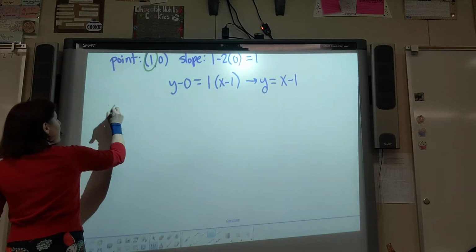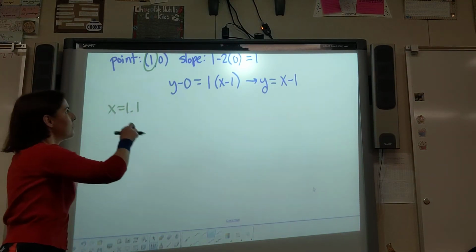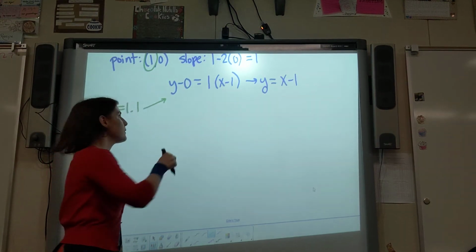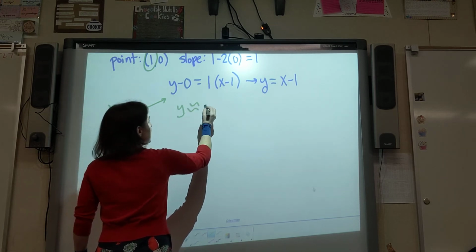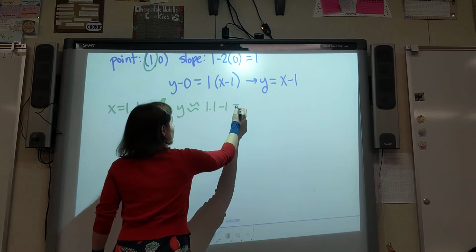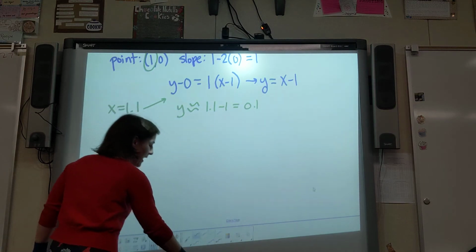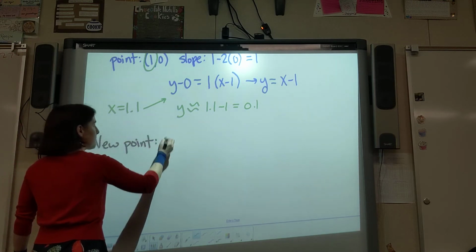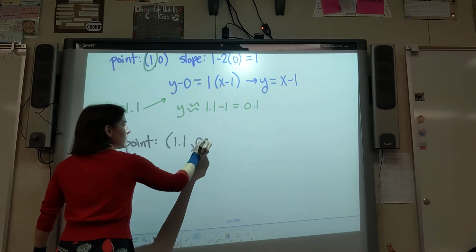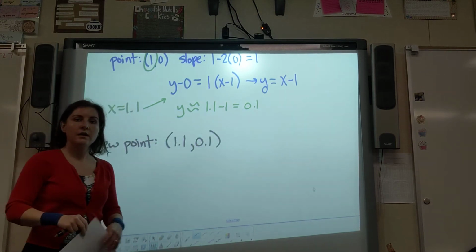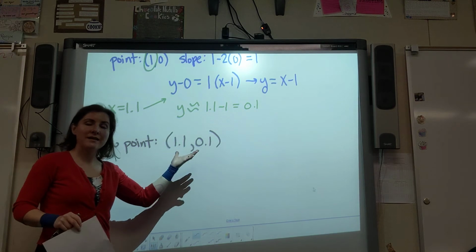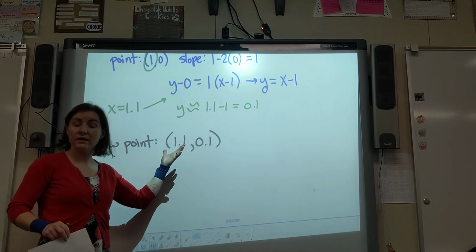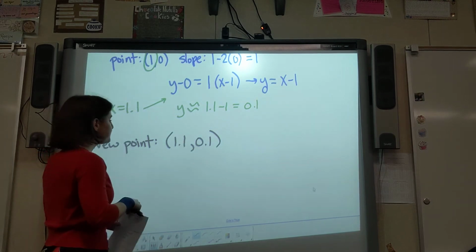Okay, so now I'm looking at x is 1.1. Well, let's plug that in and see what this tangent line says for the y value. So our y value is approximately the x, 1.1, minus 1, or 0.1. So I have a new point. X is 1.1, y is 0.1. Now this point might not actually be on the original function, but it's as close as we could get with the info that we had and the step size that we're given.